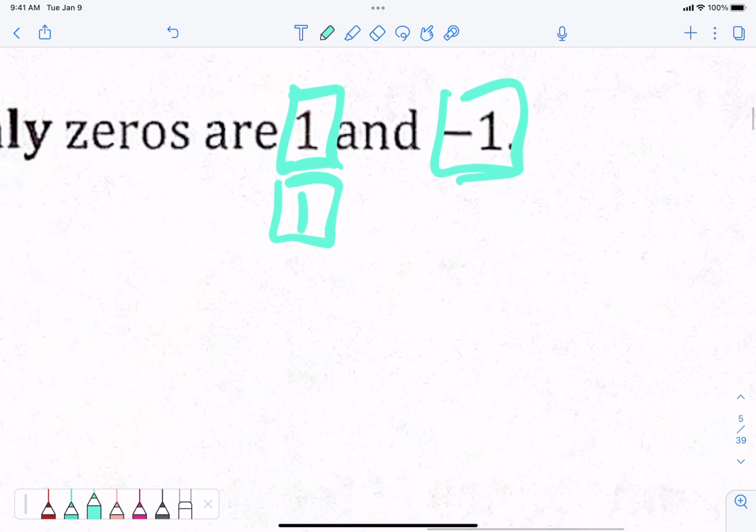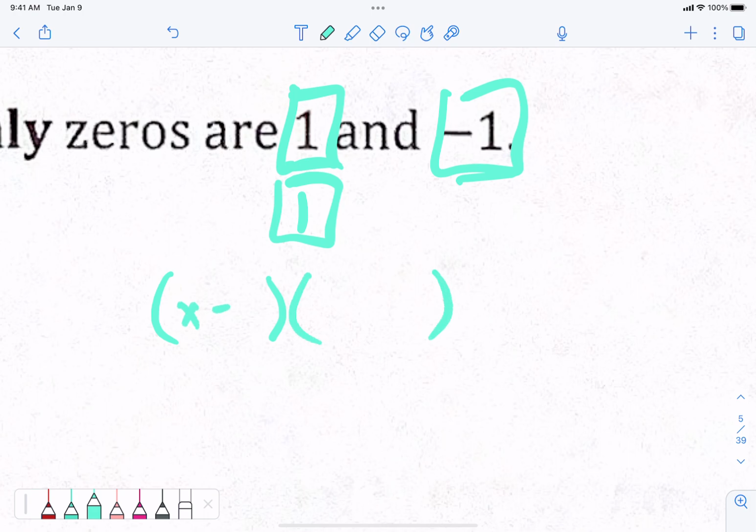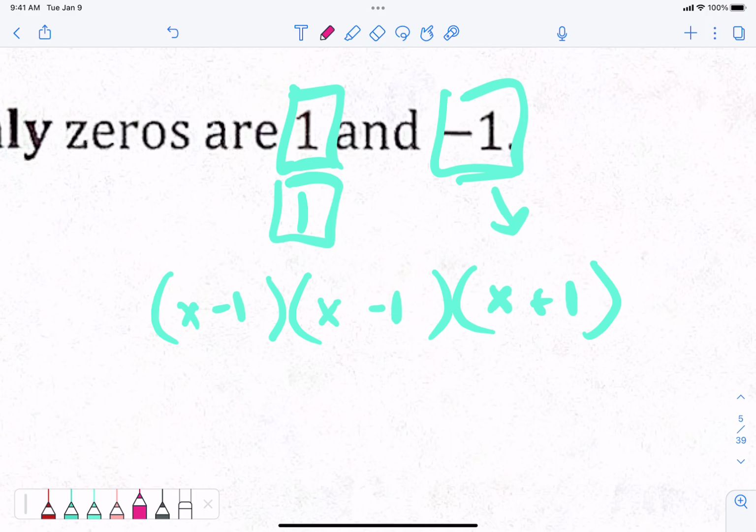But anyway, if 1 is a 0, then that means x minus 1 is a factor, and x minus 1 is a factor. And then this guy, x plus 1 is a factor. Okay? Now, if you wanted to do it the other way and have this guy repeating twice, this would just become a plus instead. And you'd have 2 x plus 1s and 1 x minus 1. Whatever you wanted to do, okay? So we'll just leave it this way.